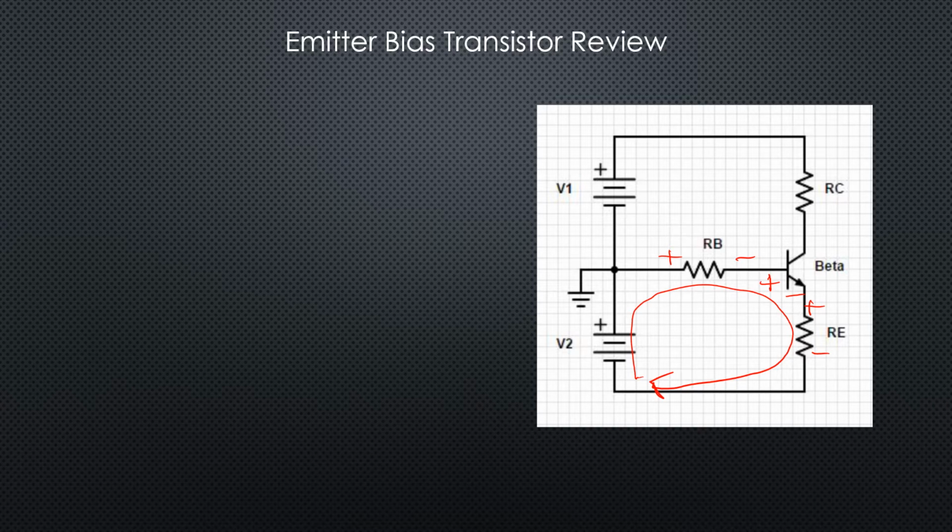So we can rewrite this loop as minus V2 plus VRB plus VBE plus VRE equals 0. So we can rewrite that as VRB plus VRE equals V2 minus VBE.